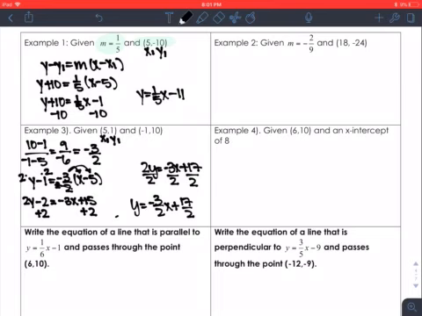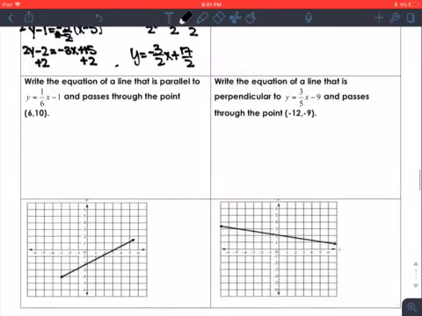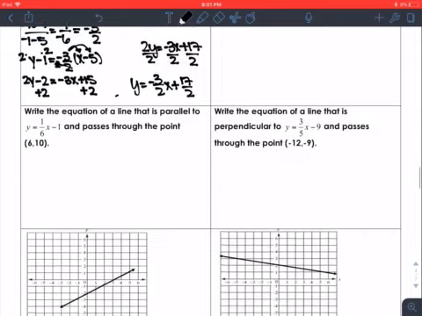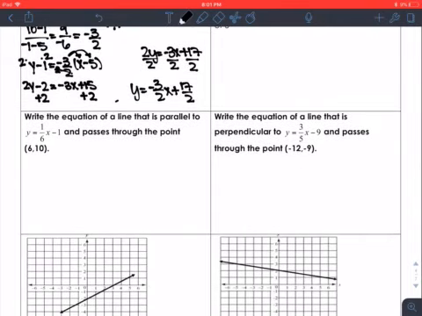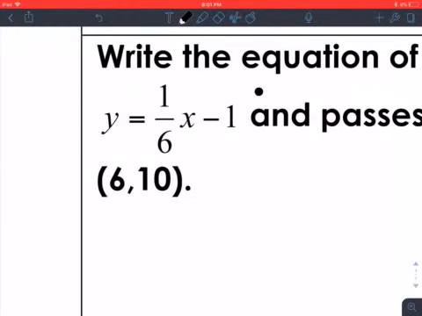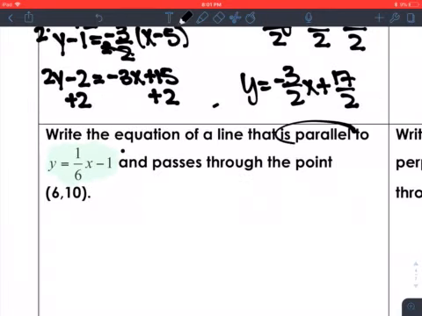Okay? Now, we're going to come down here, and we're going to talk about how to find the equation of parallel and perpendicular lines. We're given this original equation here, and all we want from it is the slope, because we want the equation that's parallel to it, which means that it has the same slope.